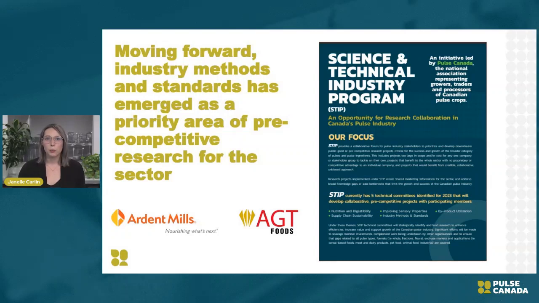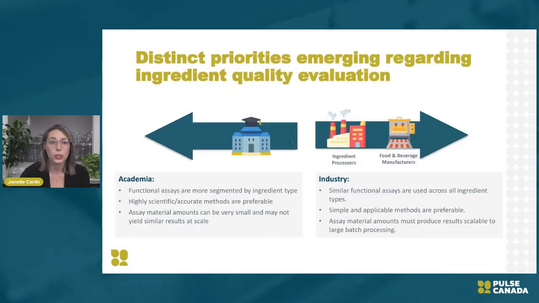And one of the points raised by this committee in particular is the fact that there might be differences in priorities that are emerging when you're looking at methods that are developed in the academic sector as well as for industry. So it's important to consider the needs for both, where academia is really focused on highly scientific and accurate methods, whereas on the industry side, we might need more simple and applicable methods that are quick and are able to use amounts that are reflective of the actual sample that you're working with.